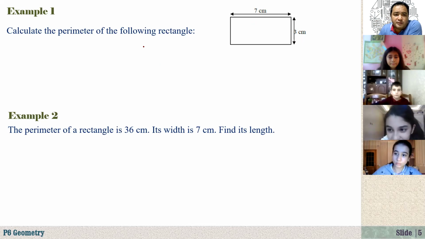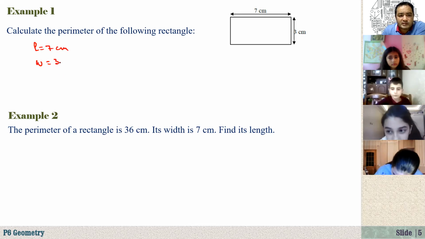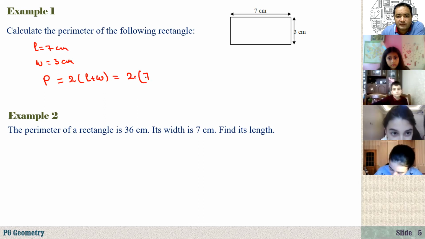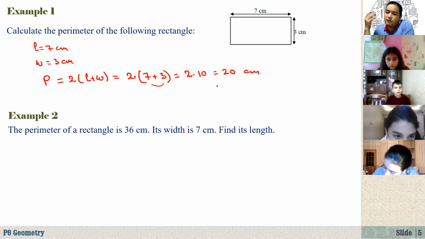It says calculate the perimeter of the following rectangle. Here, what is the length? It is 7 centimeters. And how about the width? It is 3 centimeters. Now to find the perimeter, our formula is 2 times the sum of length plus width. Substitute the values: 2 times 7 plus 3. 7 plus 3 is 10, so 2 times 10 is equal to 20 centimeters.